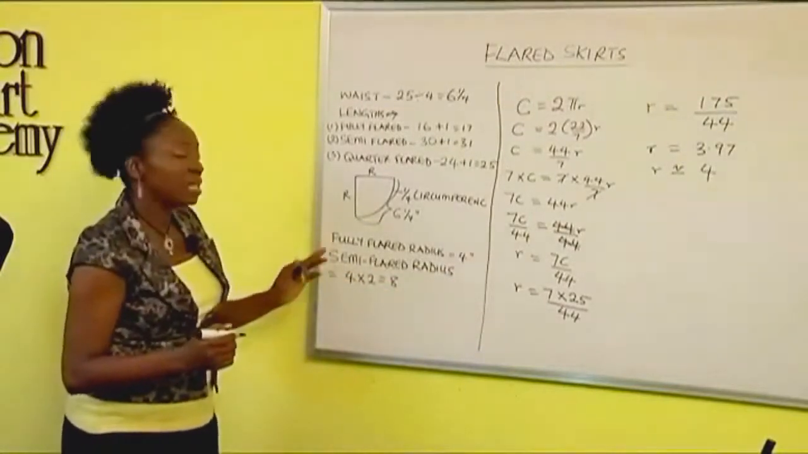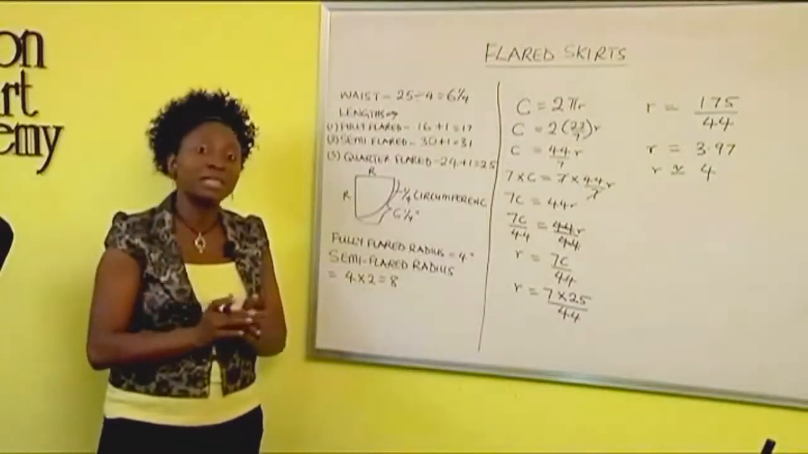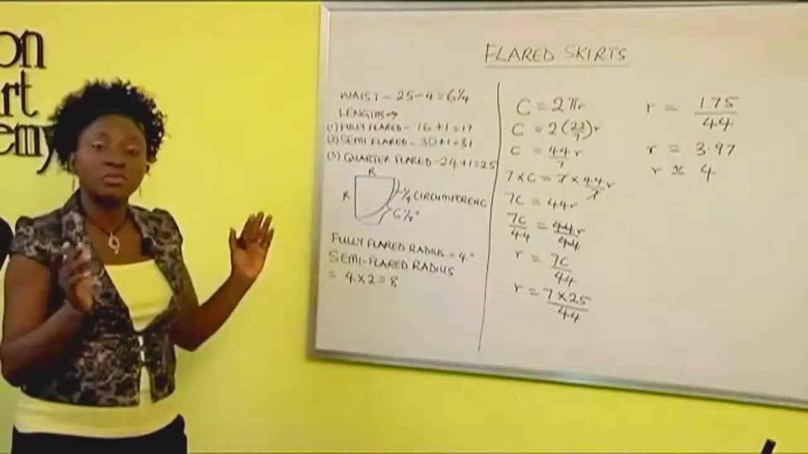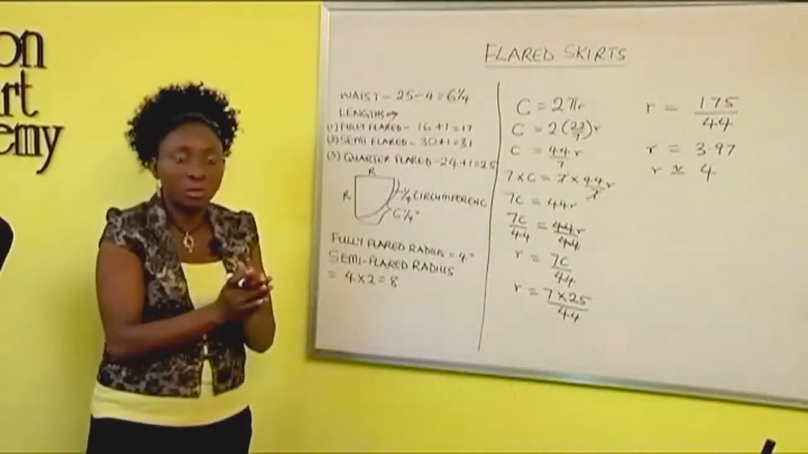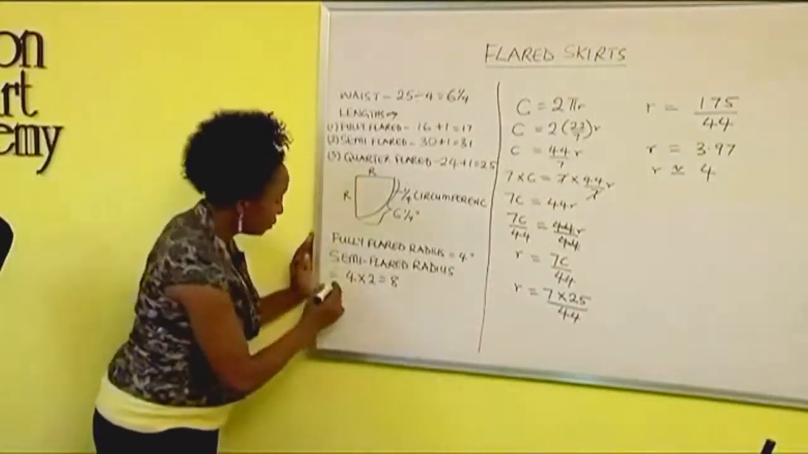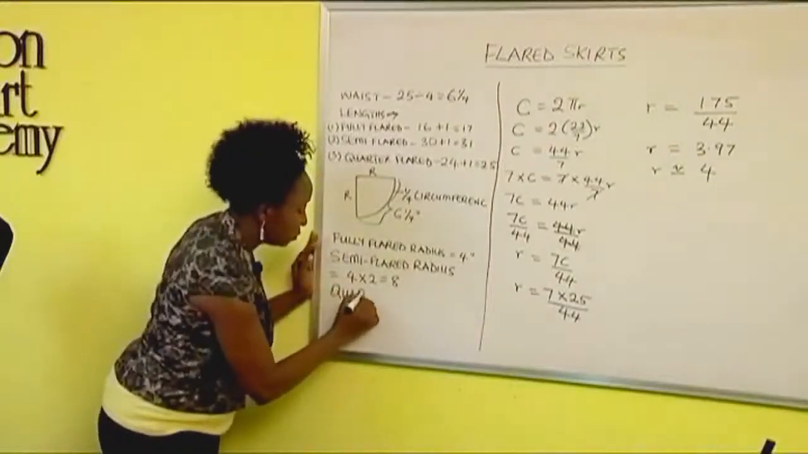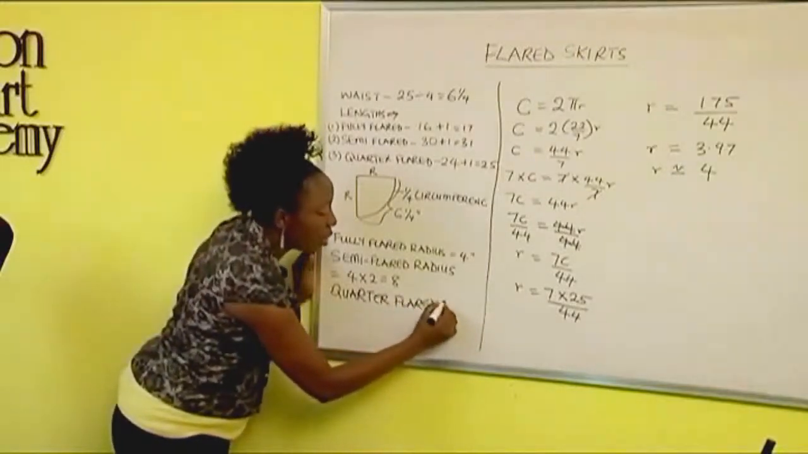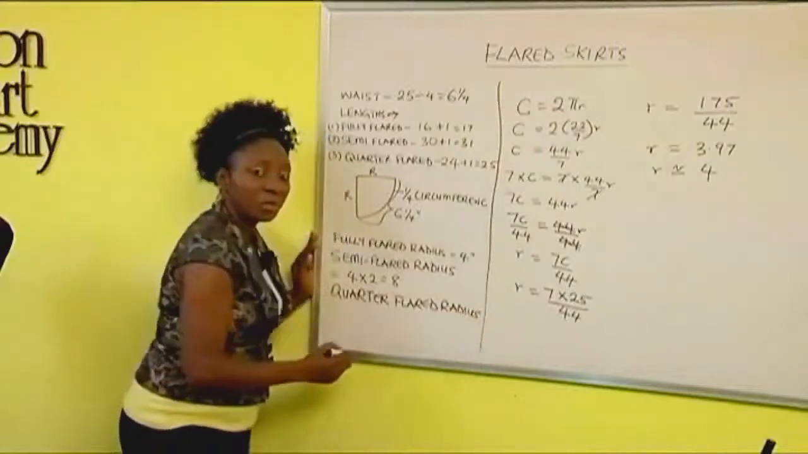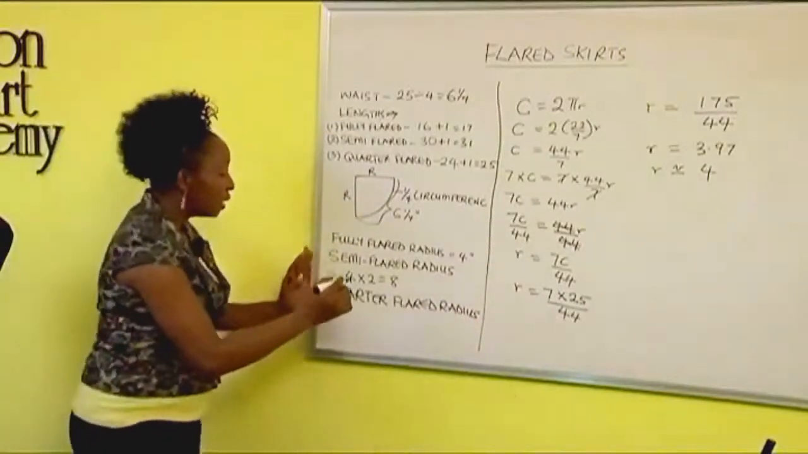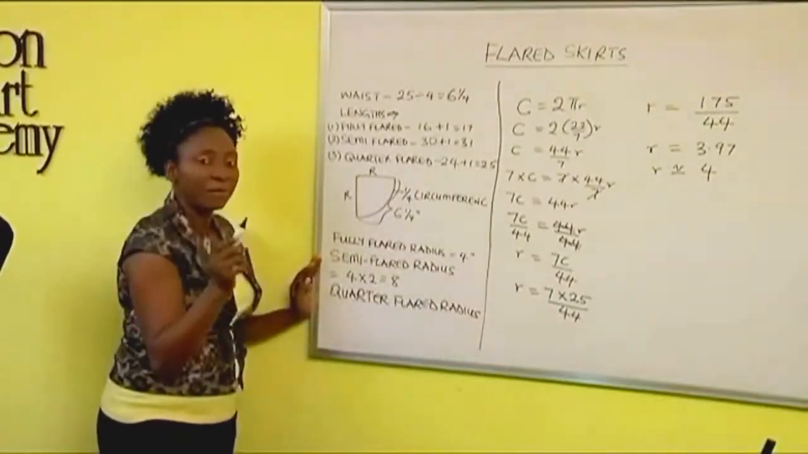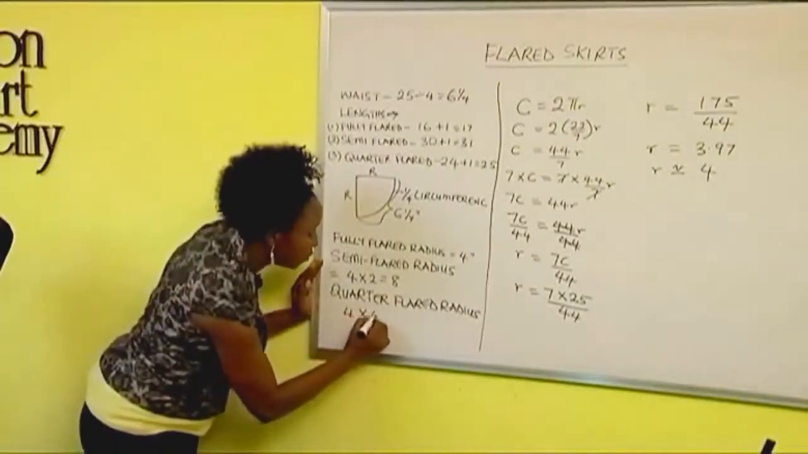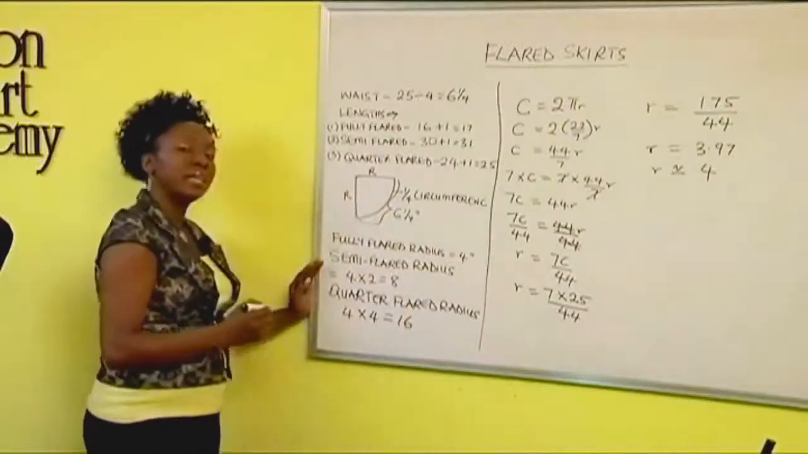Now, for my fully flared radius, I'm going to take my fabric and fold it into 4, lengthwise and widthwise. But for my semi-flared skirt, all I have to do is fold my fabric into 2, just widthwise, that's all. Now let's look at our quarter flared. For our quarter flared radius, I'm sure you can guess what we're going to do, because it's a quarter. We're going to take this same fully flared radius and multiply it by 4. That would be 4 inches times 4, and that will give us 16 inches.